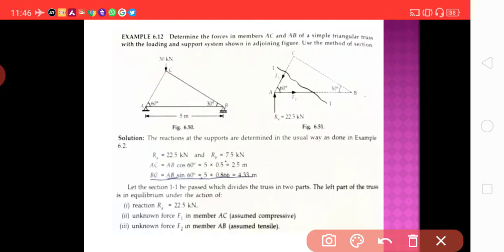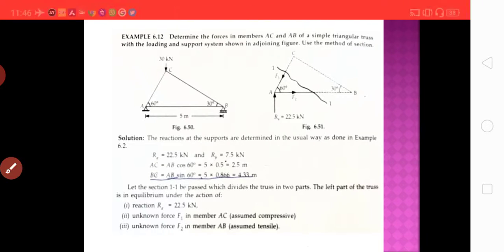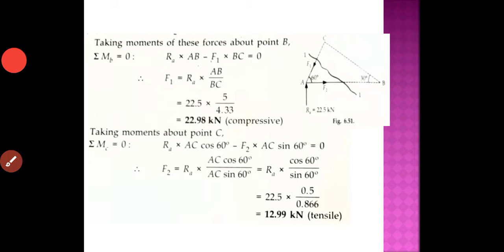So, taking moment of these forces about point B, the same way it comes out to 22.98, RA into AB minus F1 into BC. Taking moment about C, summation MC equal to 0, so RA into AC cos 60 minus F2 into AC sin 60, which comes out to be 12.99.